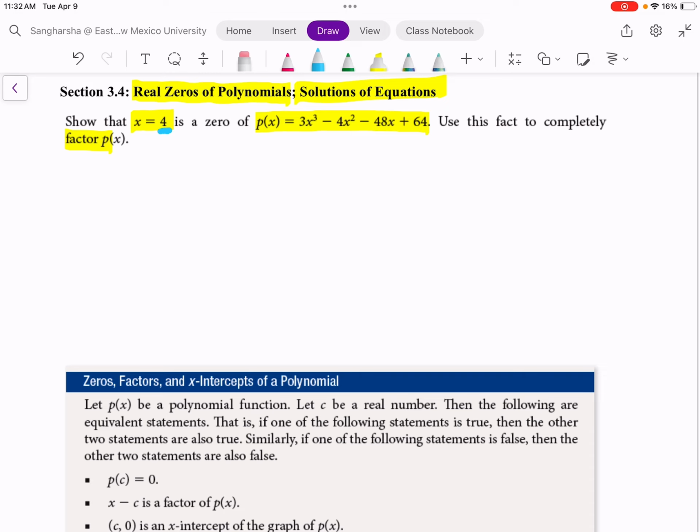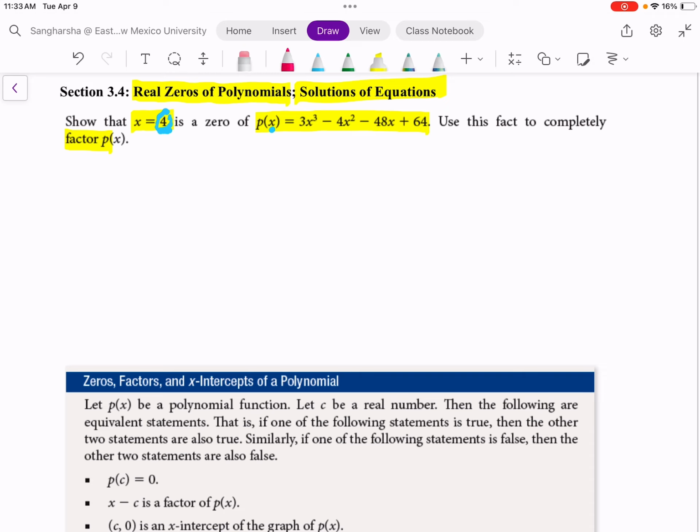Or the other way is to find the remainder for this function. You have this 4, you substitute 4 for every x here, and we get p of 4. P of 4 is also a remainder, and if we get remainder equal to 0, then this 4 is the zero of this function. The easiest way is to substitute 4 for every x in the function.